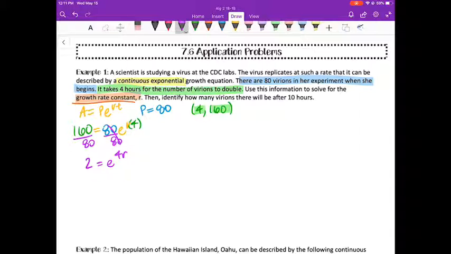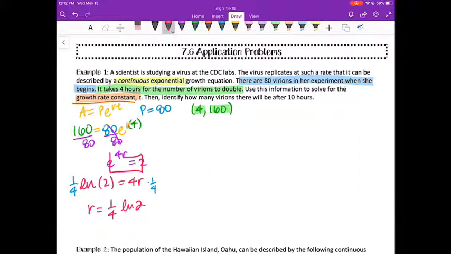And then from here, we would want to log both sides, and we can move the 2 to the other side. We always like our exponent on the left, and we have an exponent now, so we want to end with a log. So we want log base e, which we can just write as ln, of 2 equals 4r. So in order to get r by itself, we can either divide both sides by 4 or multiply both sides by 1/4. So our growth rate is going to be 1/4 the natural log of 2.